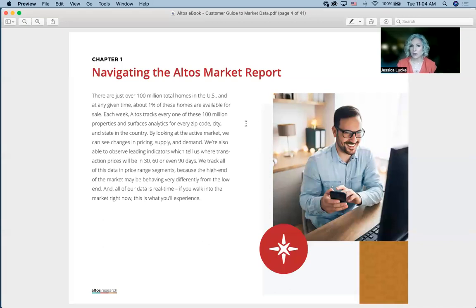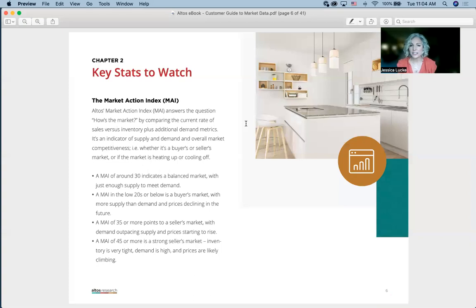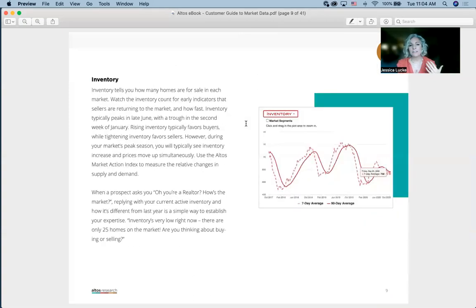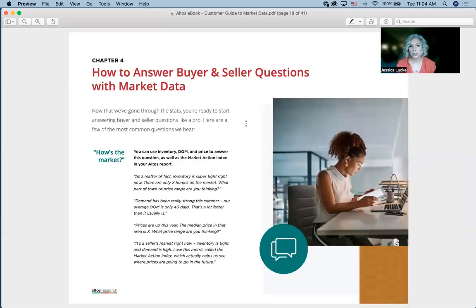Things like navigating the market report, right? Different components, what do they mean? What statistics to watch? And one of my favorite sections of this ebook is really how to answer buyer and seller questions with market data. It'll allow you to get some insights, how to think outside the box. How can this data really help you? Okay. And so I did want to start with that.